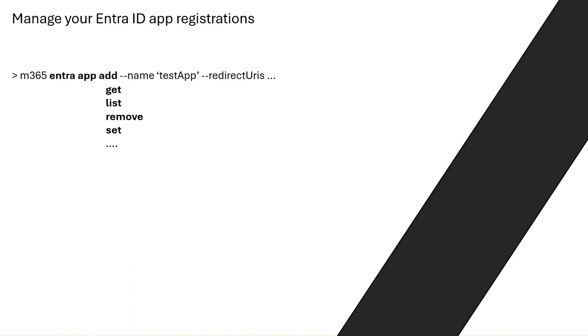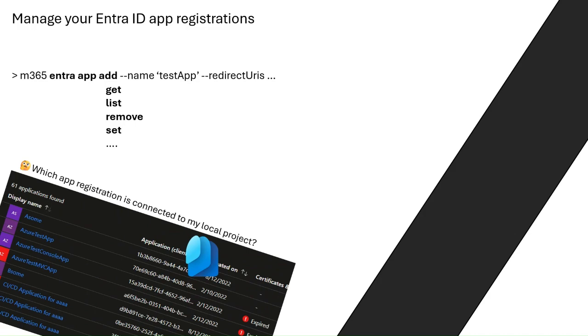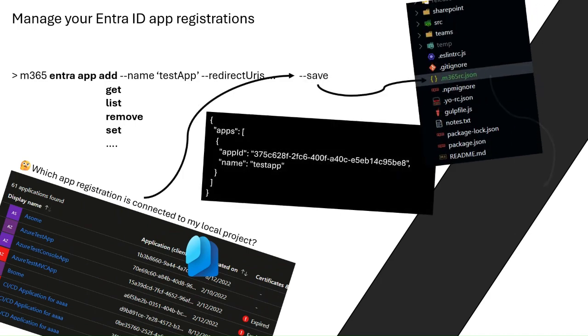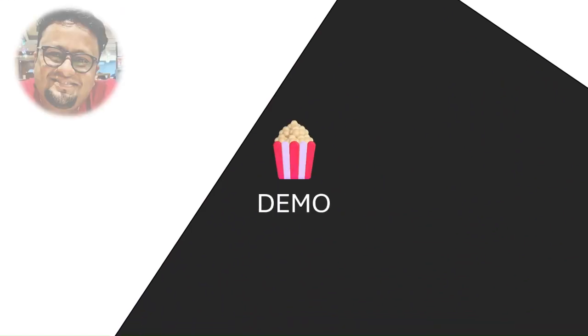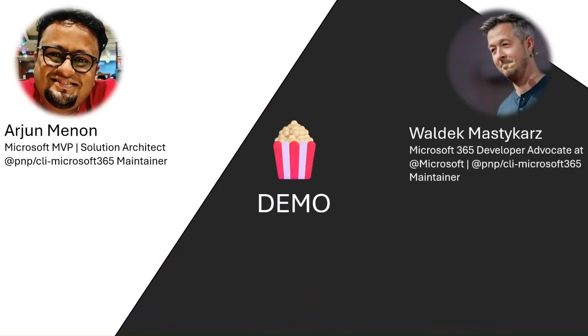And since CLI always offers something unique, also here we offer a save option, which allows you to save your created Entra app registrations in the context of your work, in the context of your project, and then use dedicated M365 app commands that will allow you to manage those created Entra app registrations which are correlated or part of your project. Sounds cool? Let's see a short demo which I already recorded with Arjun and Waldek about this functionality, and let's go.